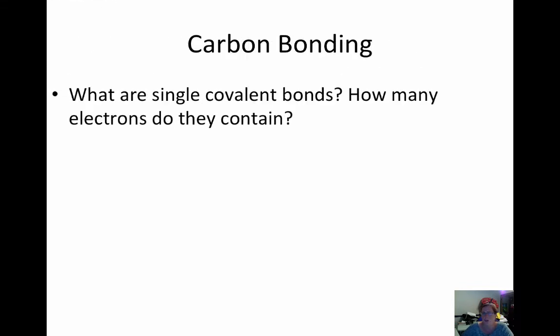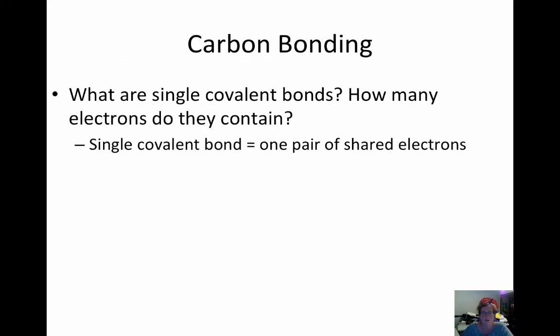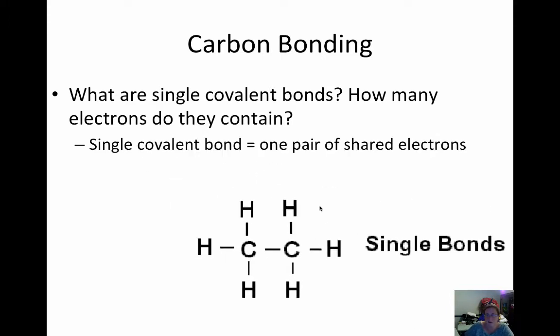And what are single covalent bonds and how many electrons do they contain? So a single covalent bond is 1 pair of shared electrons. So that would be 2 electrons making up that 1 bond, which is considered to be 1 pair. So a single bond here with carbon, you can see is shown with 1 bond, and you can see that there are 4 of them. It can bond in 4 places since it has 4 valence electrons.